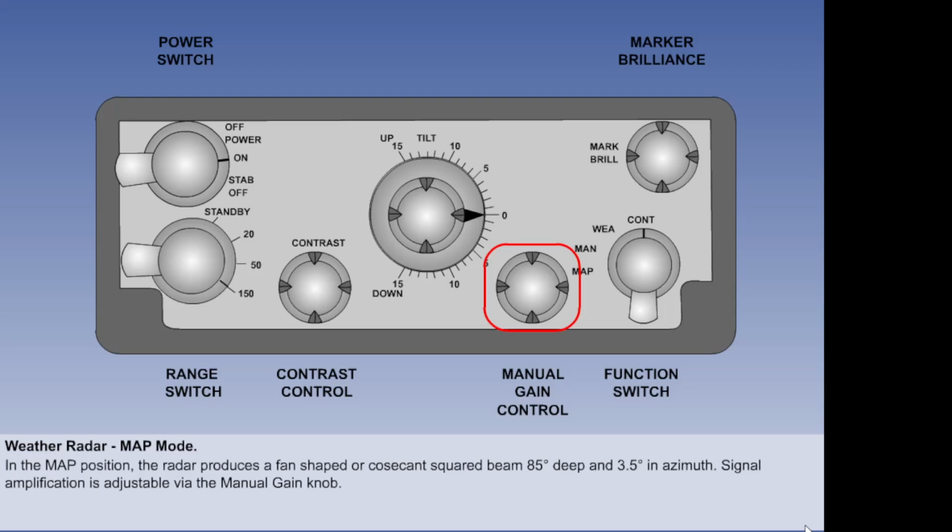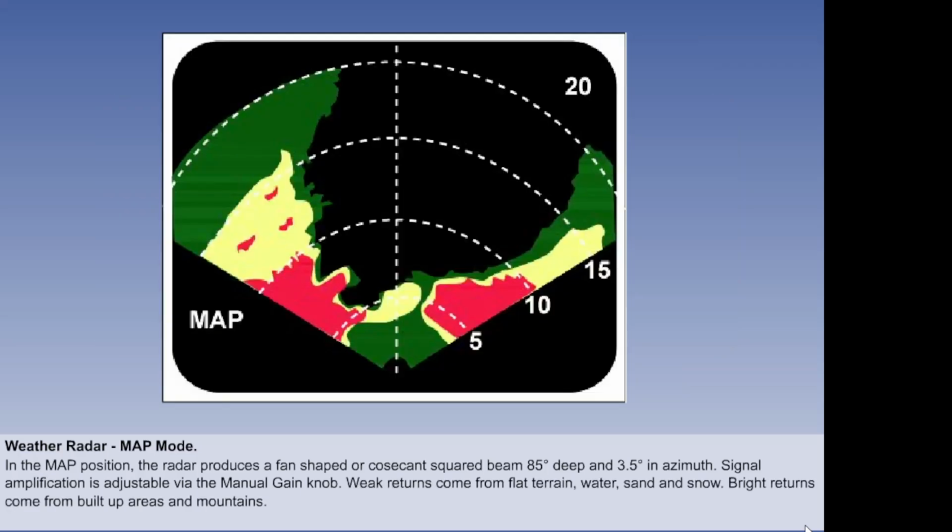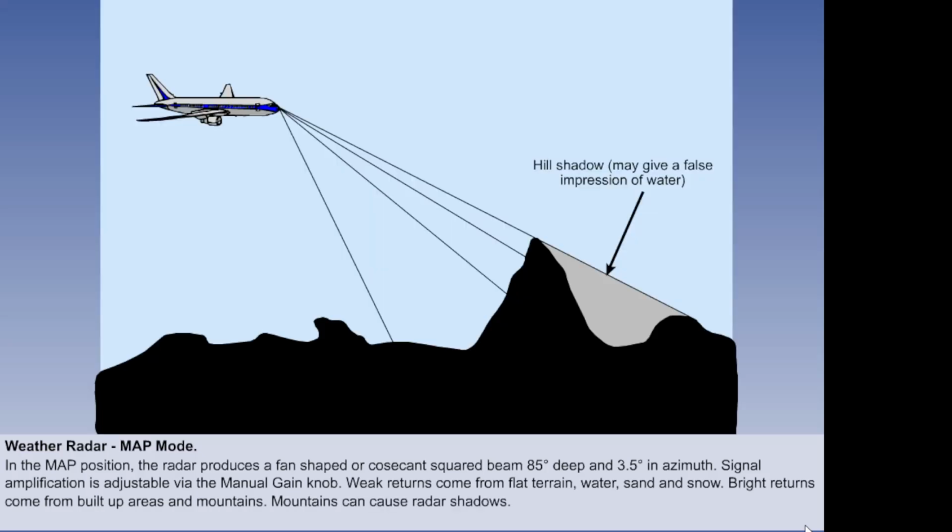Signal amplification is adjustable via the manual gain knob. The downward tilt is adjusted for the best target presentation. Little energy reflects from a calm sea, sand, flat terrain, or snow, which masks ground features, and so returns are weak. Bright returns will be received from built-up areas and mountains, while ice produces jagged edges. Flight over high ground can produce a false image of a series of lakes due to radar shadow caused by the mountains.